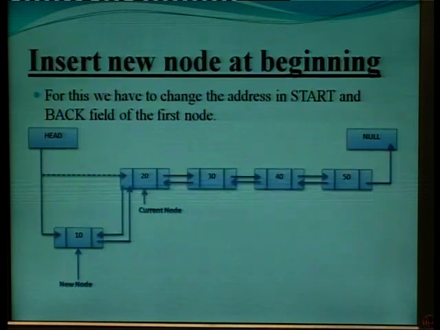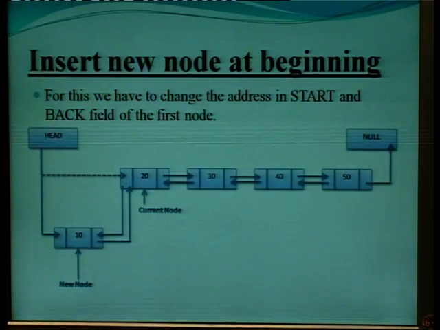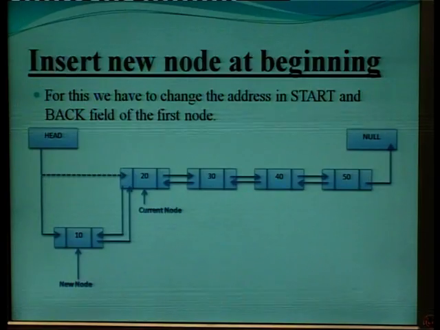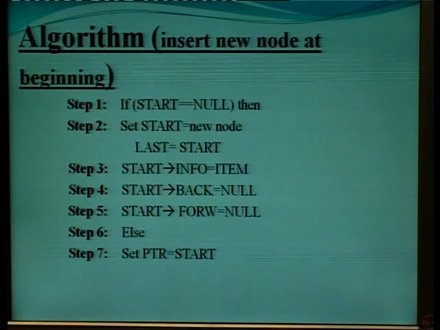So what is the algorithm to start? The whole doubly linked list will be the same, just the change is at the beginning of the list. If start is equal to null, if head or start is equal to null, it means there is no node in the doubly linked list. Then it starts with a new node, last pointer stores the value of start, and the start information, whatever item is to be stored, is stored. Start back is null and start forward is null, because if start is equal to null, it indicates a doubly linked list with 0 nodes.